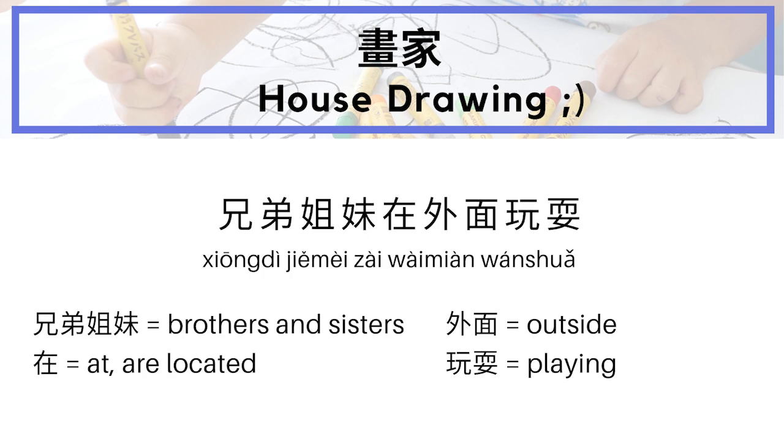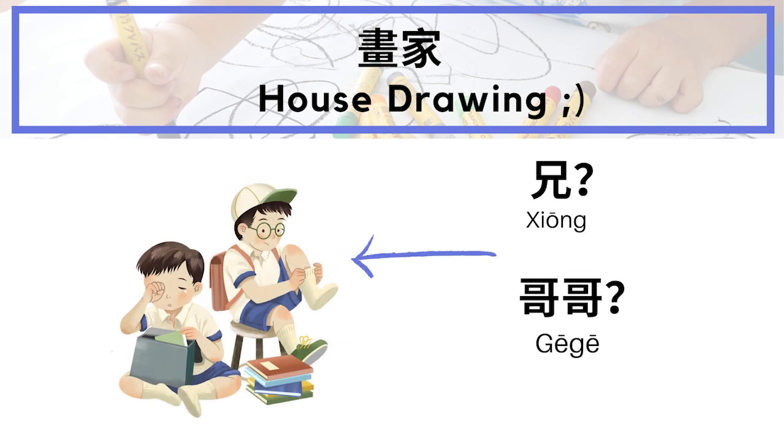Let's see. Next line, we've got 兄弟姐妹在外面玩耍. 兄弟姐妹 means siblings. The reason why is because the word 兄 refers to older brother, 弟 refers to younger brother, 姐 refers to older sister, and 妹 refers to little sister. What's kind of interesting about this is 兄 is a more literary way of saying older brother. When you are talking about your own older brother colloquially, you would say 哥哥, depending on your accent. So 兄 is the more formal way of saying it.